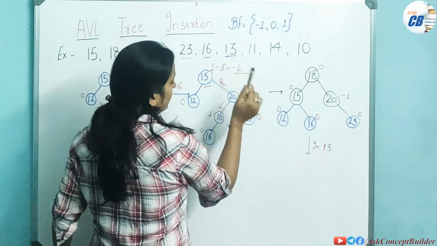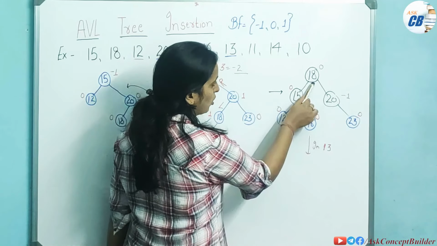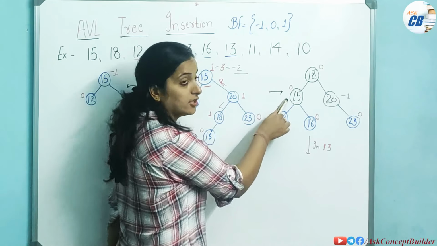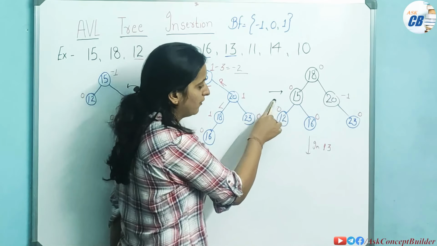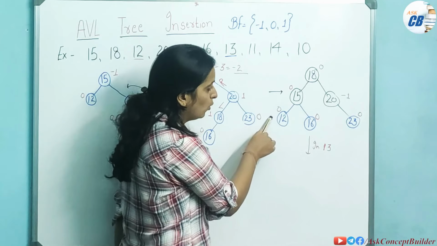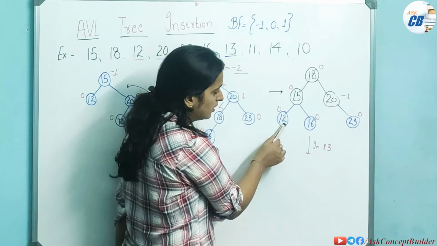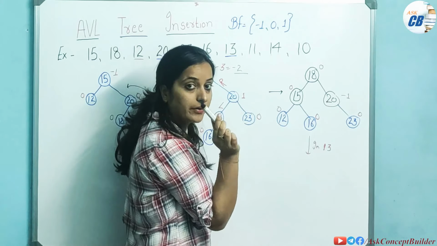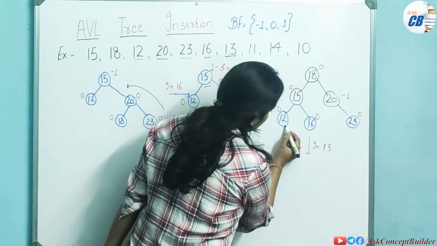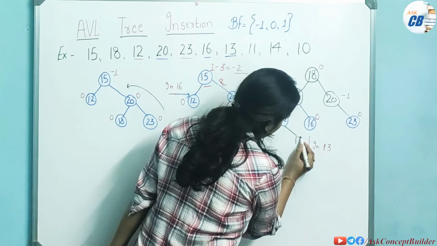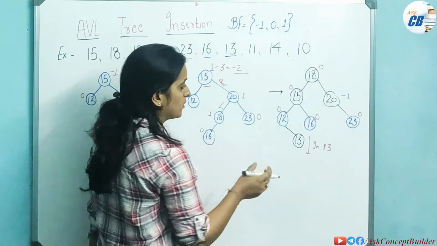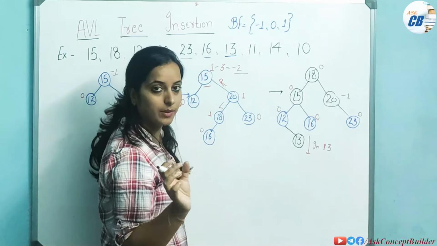See, 13 is smaller than 18, so it will come to the left of 18. Again, 13 is smaller than 15, so it will come to the left of 15. And now 13 is greater than 12, so it will come on the right of 12. So this 13 will come here. Fine. After inserting 13, our tree will become like this.